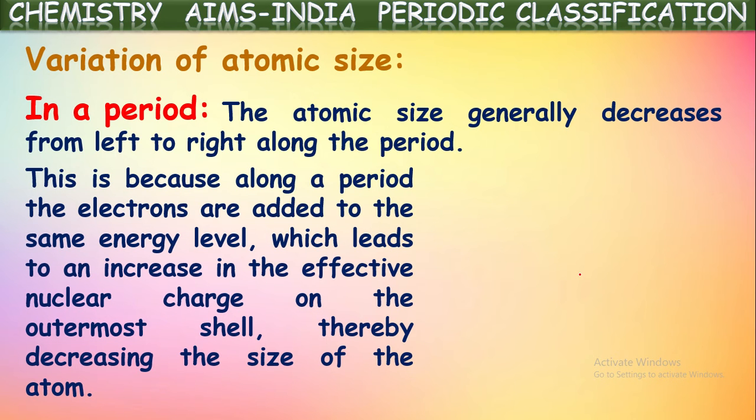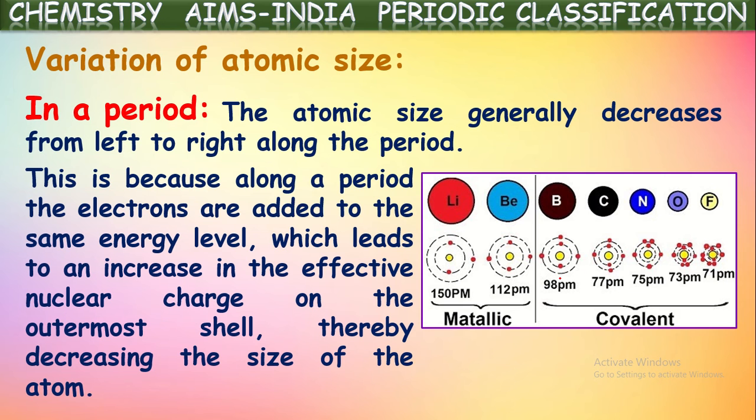This is because along a period, the electrons are added to the same energy level, which leads to an increase in the effective nuclear charge on the outermost shell, thereby decreasing the size of the atom. So what happens in a period? If you consider the atomic size in a period from left to right, gradually it decreases.